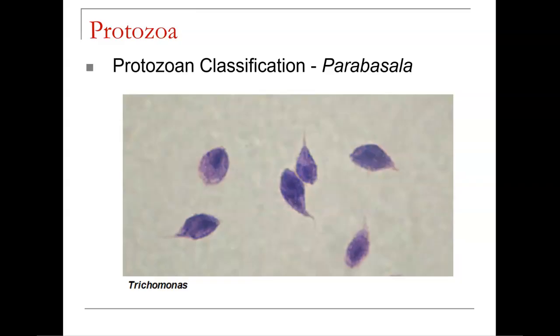Here in the picture you see Trichomonas. This lives within the female vagina and causes trichomoniasis, which results in inflammation and a creamy white discharge with severe itching and chafing. Transmission is through direct sexual contact. It's generally asymptomatic in males, but could infect the urethra and the prostate.